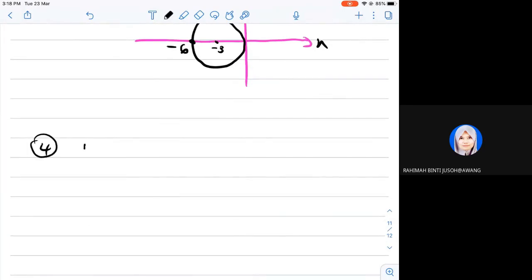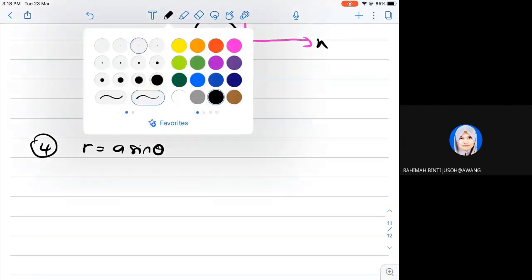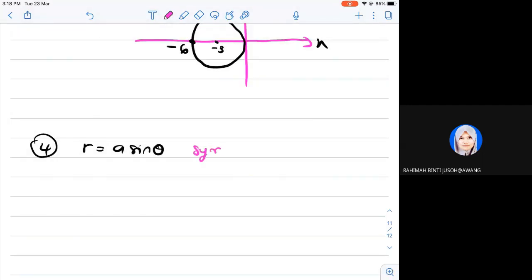Number 4. We have R equals A sin theta. Okay, this one will be symmetric with respect to Y, about the Y axis, with respect to the y-axis. And then this is a circle. A circle with center at 0, y, A over 2.